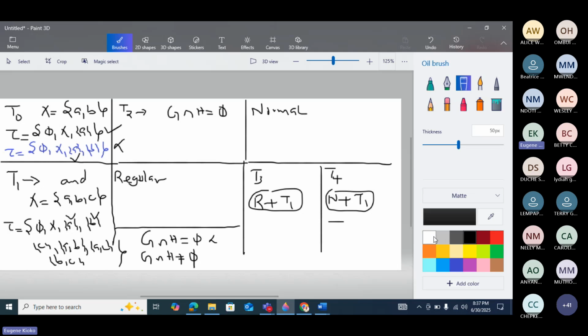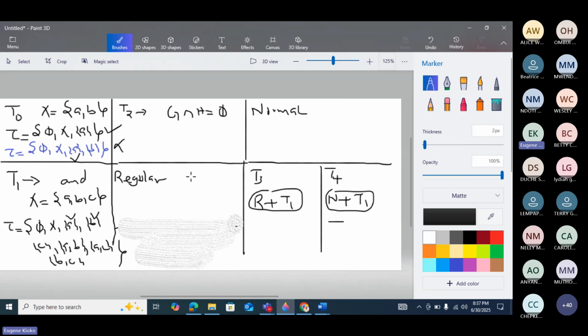And what is a regular space? A regular space we define to be: if we have a point P which is in X and F is a closed subset, then there are open sets G and H such that one set has P and the other set has F.